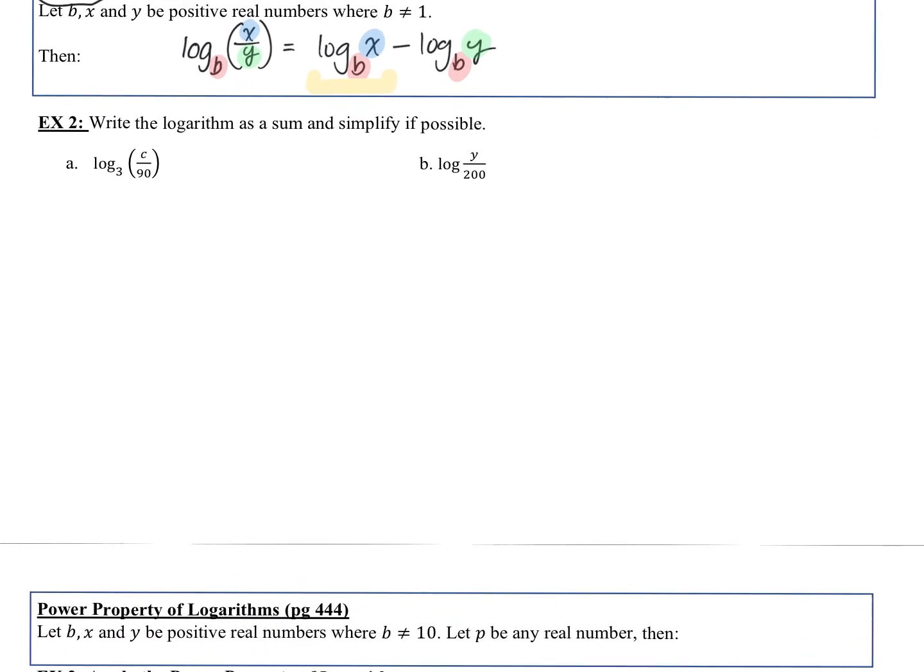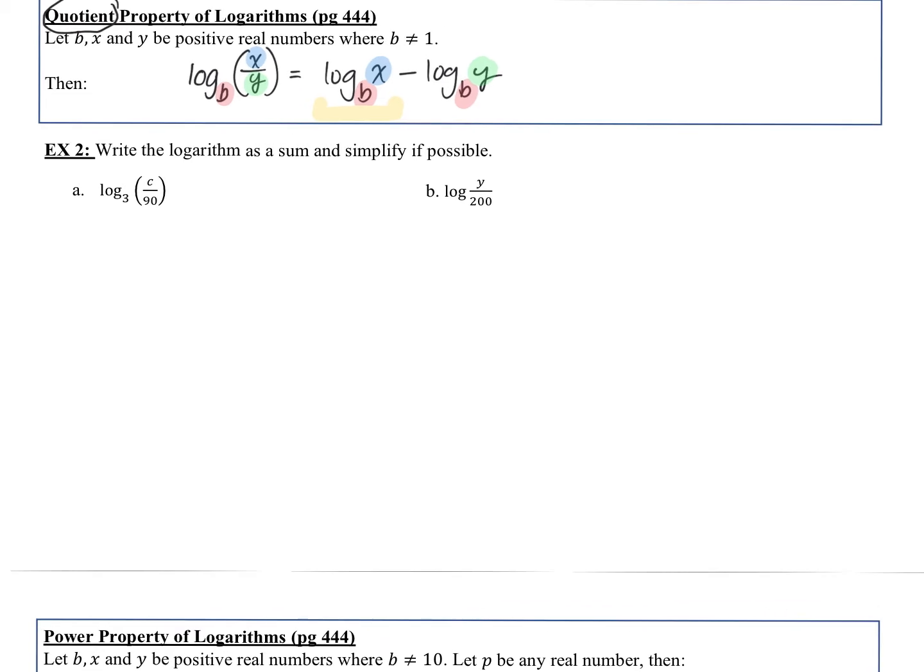So let's take a look at example 2. If you want to pause the video and try this out by yourself, go ahead and try to do that. Alright, so I see that division, so I know the c is going to be the first argument, and the 90 will be the other argument. So this is log base 3 of c. We have a minus log base 3 of 90.